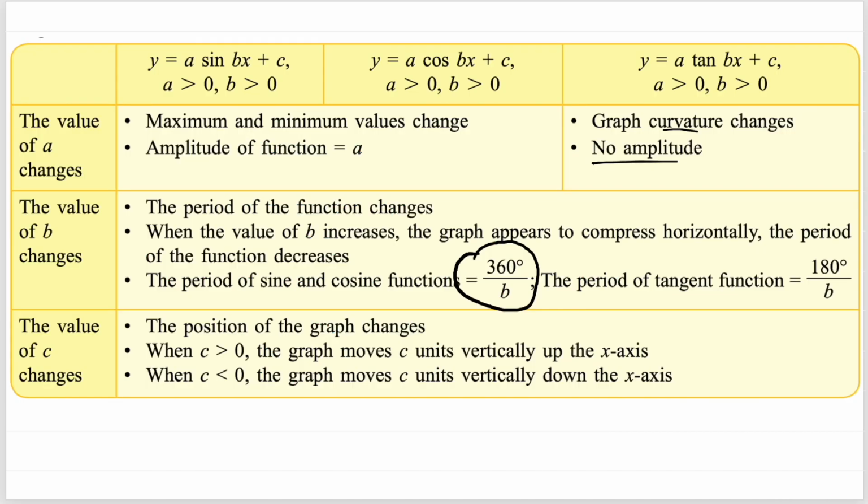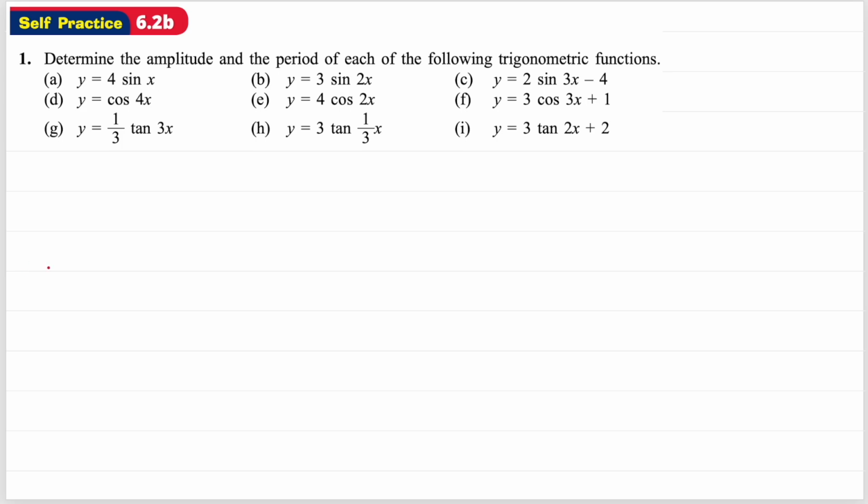Okay, the value of C pula. Kalau value of C berubah, the position of the graph changes. Okay, maknanya when C is more than 0, the graph move C units vertically. Maknanya graph tu akan shift up, dia akan pergi atas. Okay, according to berapa nilai dia tambah lah. And then if C is less than 0, dia punya graph tu akan pergi turun bawah. Shift down. Okay. Now determine the amplitude and period.